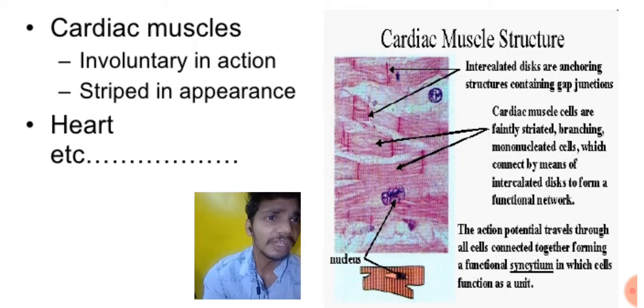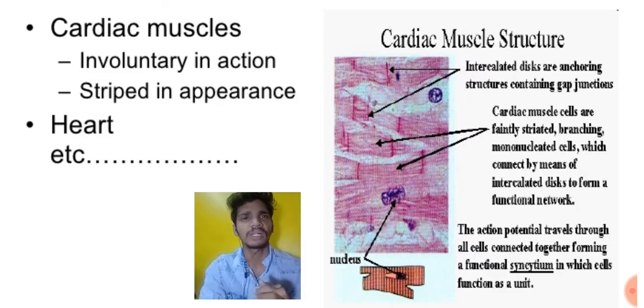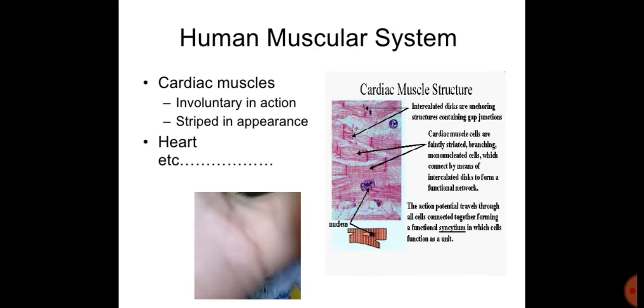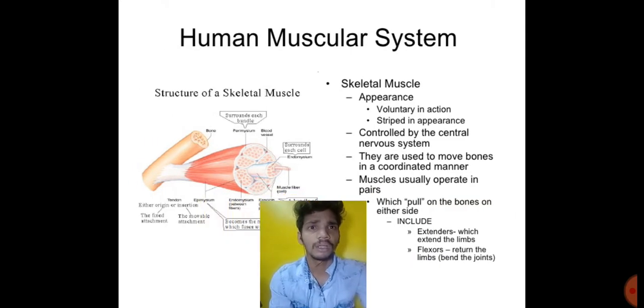The action potential travels through cells connected together, forming a functioning system in which each cell is a functional unit. So cardiac cells are basically defined by their contraction and relaxation. The structure is in front of you.